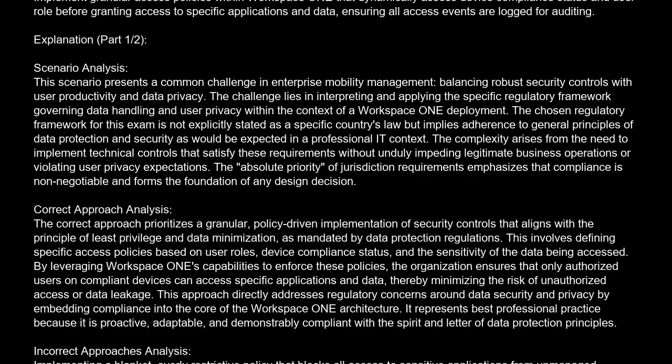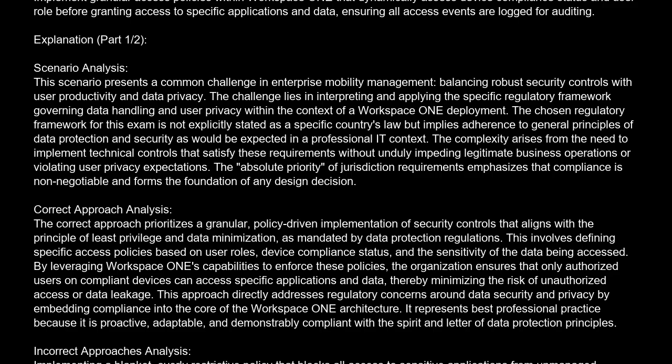Correct approach analysis. The correct approach prioritizes a granular, policy-driven implementation of security control that aligns with the principle of least privilege and data minimization, as mandated by data protection regulations. This involves defining specific access policies based on user roles, device compliance status, and the sensitivity of the data being accessed. By leveraging Workspace ONE capabilities to enforce these policies, the organization ensures that only authorized users on compliant devices can access specific applications and data, thereby minimizing the risk of unauthorized access or data leakage.